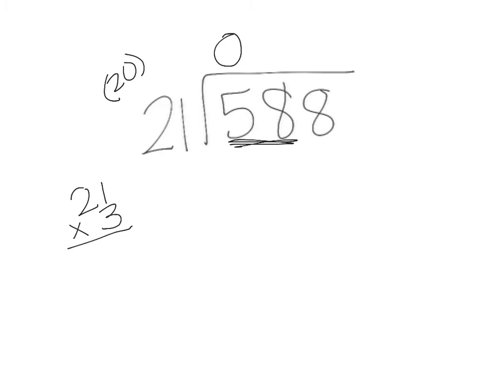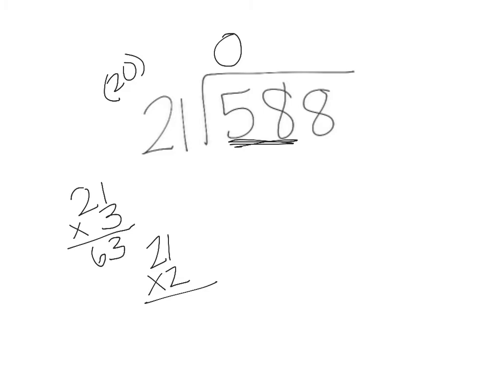Now, I already should know that this is going to be way too big, because I take 2 times 3, I'm going to get 60. And 21 times 3 is 63. Okay? But that's what's going to happen when you multiply. You're going to have to use guess and check. So then I take 21 times 2, because I know 63 is going to be bigger than 58.